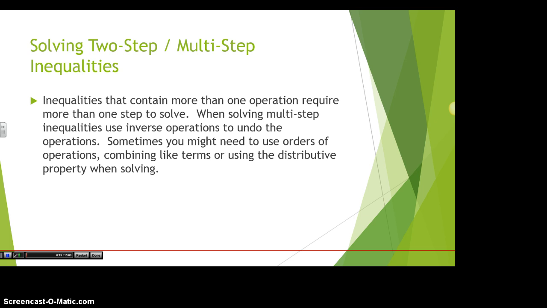Multi-step inequalities that contain more than one operation require more than one step to solve. When solving multi-step inequalities, use inverse operations to undo the operations. Sometimes you might need to use order of operations, combining like terms, or the distributive property when solving.